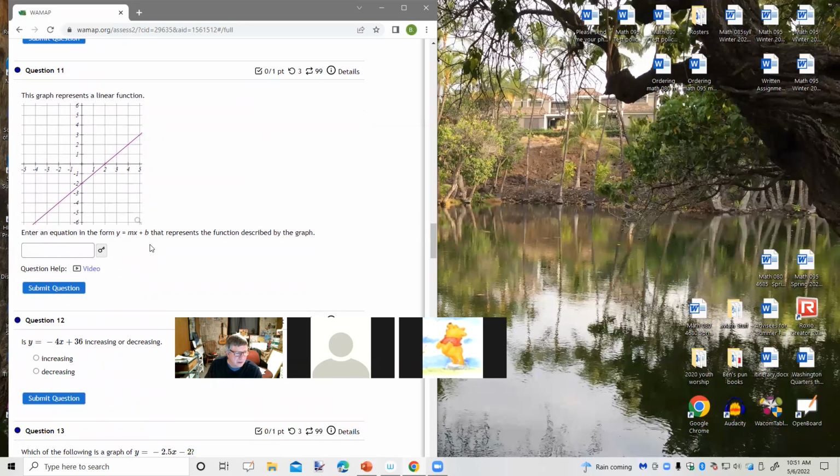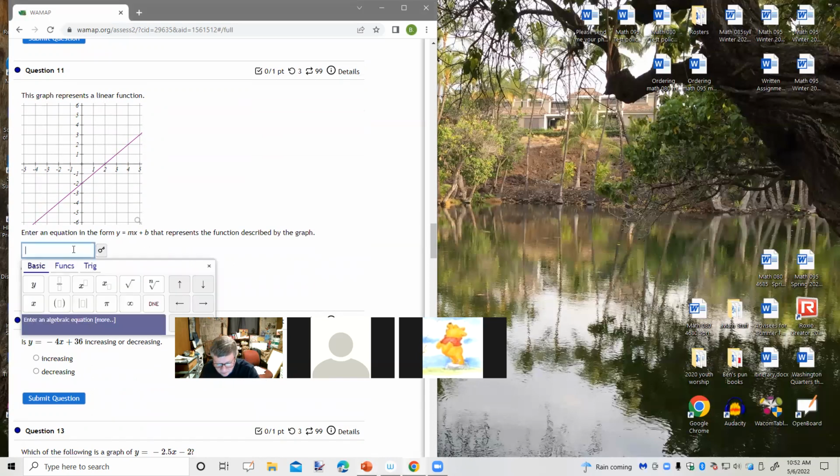How about this one? What's the slope? Up 2 over 2. So m equals 2 over 2, which would be m equals what? 1. And what is b? Negative 2. So y equals 1x minus 2, or you could just write y equals x minus 2. Okay. So y equals x minus 2.